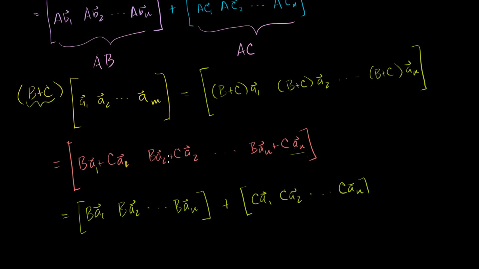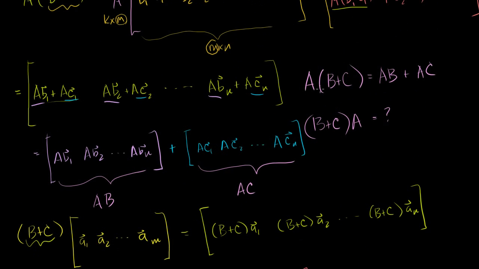This guy represents these terms right there, and this guy represents the first terms in each of these column vectors. And this, by the definition of matrix products, is just equivalent to BA. And then this is just equivalent to CA. So now we've seen that the distributive property works both ways with matrix products. That (B plus C) times A is equal to BA plus CA, and that A times (B plus C) is equal to AB plus AC.